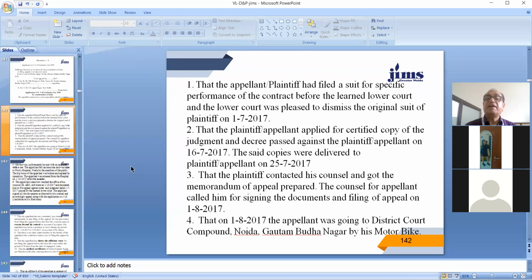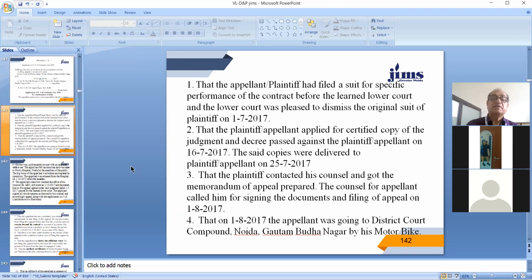That appellant plaintiff filed a suit for specific performance of the contract before the learned lower court, and the lower court was pleased to dismiss the original suit of plaintiff on 1st July 2017. That the plaintiff appellant applied for certified copy of the judgment and decree passed against the plaintiff appellant on 16 July 2017. And these certified copies were delivered to plaintiff appellant on 25th July 2017.